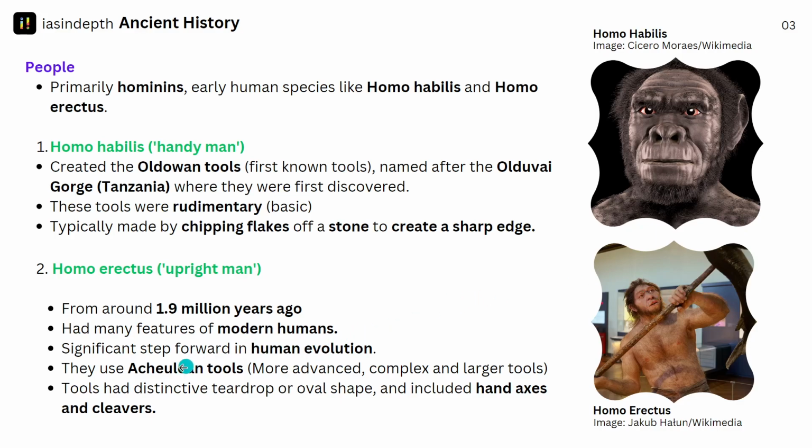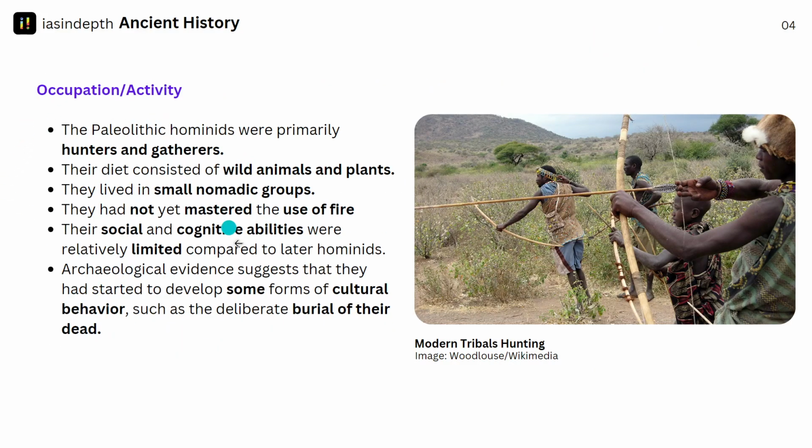And the period is stated as a significant step forward in human evolution. They had many features. If you compare it with modern humans, they can stand upright, and their period starts from around 1.9 million years ago. Now, what about occupation activity or occupation of Lower Paleolithic people?